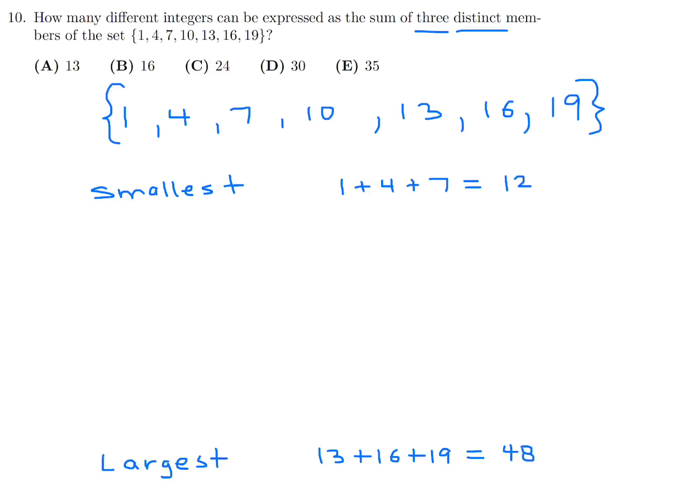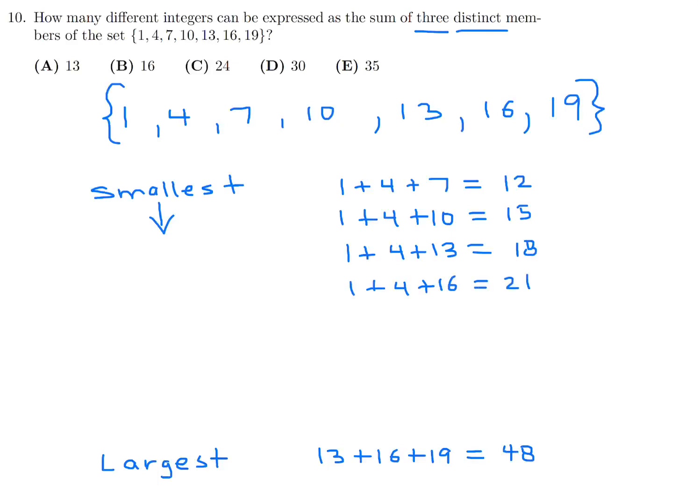And then let's choose a few more in increasing order, so as I'm going in that direction. Let's choose 1, 4, and 10. That would be probably the next one in terms of increasing order. So that gives you 15. How about 1, 4, and 13? That would give you 18. 1 plus 4 plus 16, and that would give you 21. You get the point. So it looks like it's increasing by 3 every time. So 24 and 27, all the way up to 45 and 48 being the largest. So these are our boundaries.